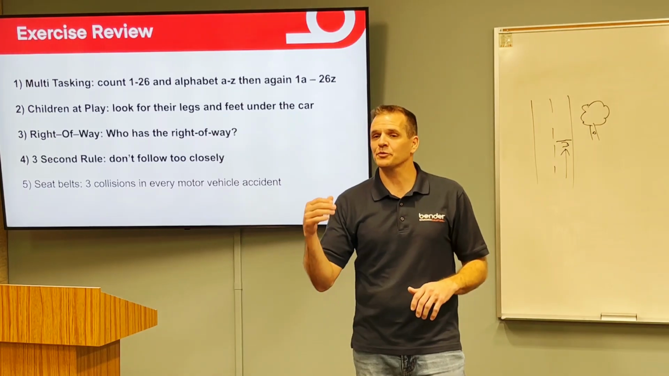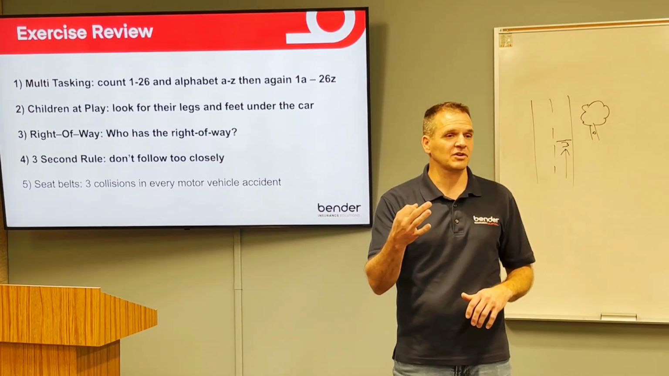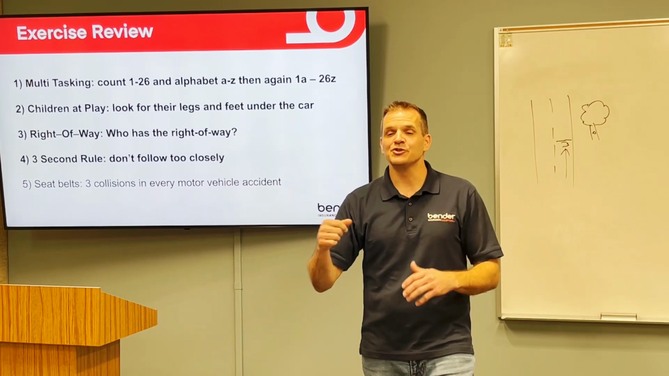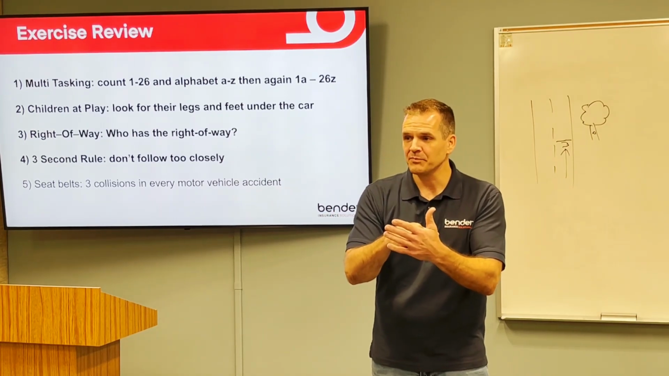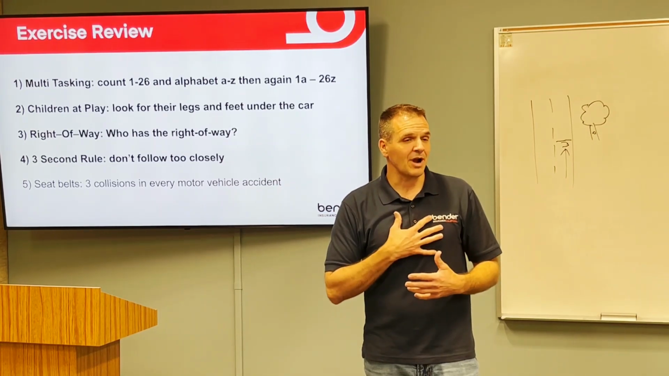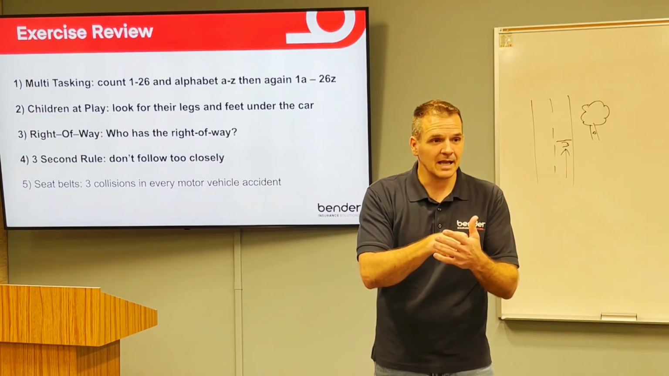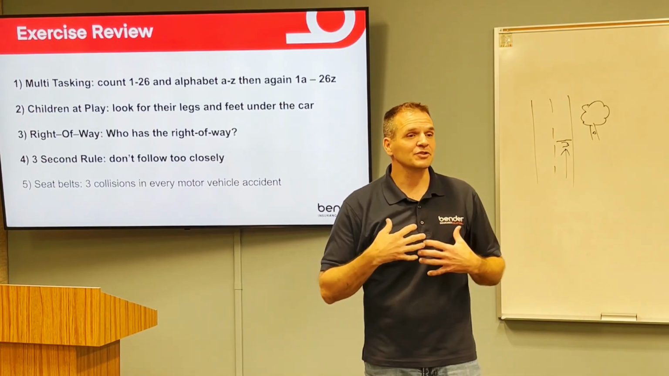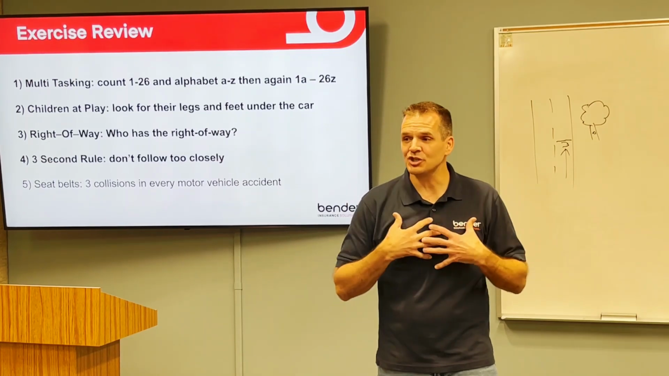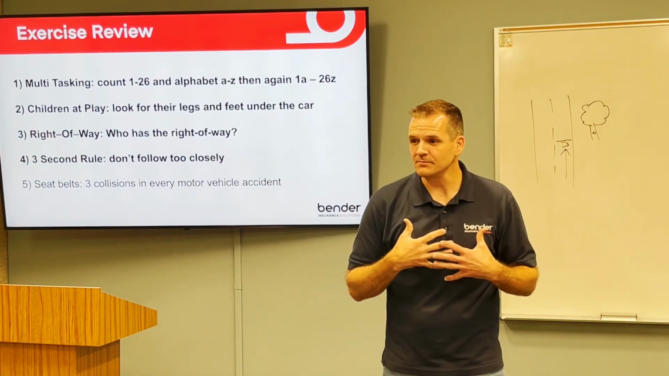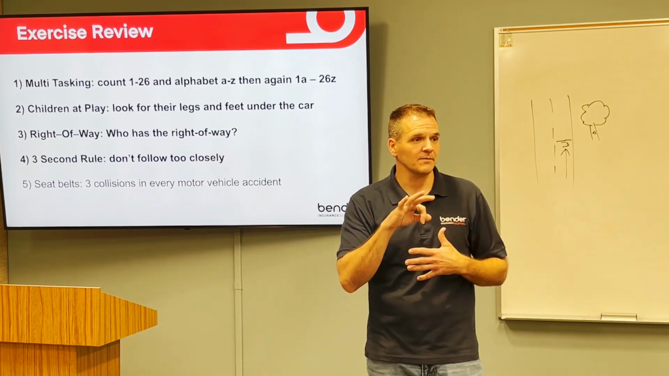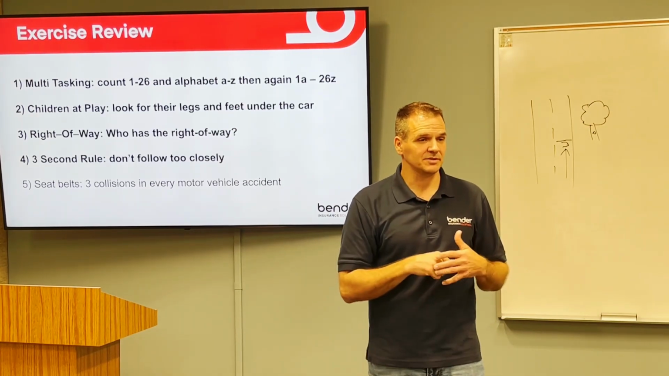Right? So let's walk through the 3 collisions that occur in a motor vehicle accident. Collision 1 is your vehicle with an object. Collision 2, you, the driver, colliding with your seatbelt. Collision 3, your internal organs colliding with each other inside your body. Those 3 collisions occur when you're wearing your seatbelt.